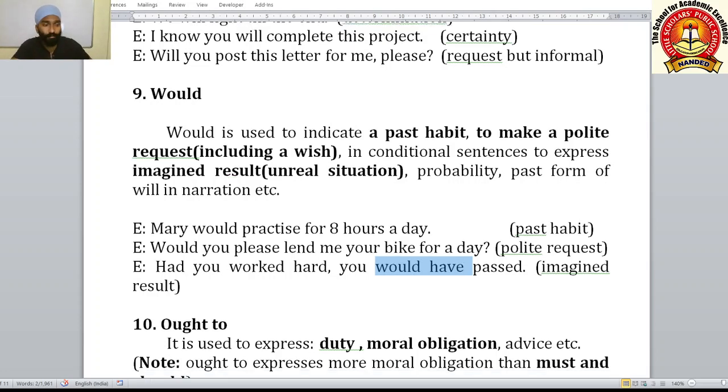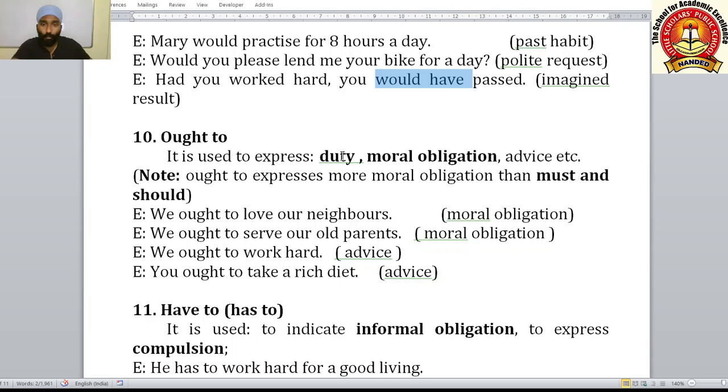After that, ought to, our next modal we will understand. Ought to shows duty or moral obligation or advice. Its main function is similar to should. It shows advice mainly, and some sentences also show moral obligation. Now note, ought to expresses more moral obligation than must and should. But if in the exam a question comes to you, use the modal auxiliary of moral obligation or duty, you have to use must, moral obligation. If informal obligation, then you have to use have to.